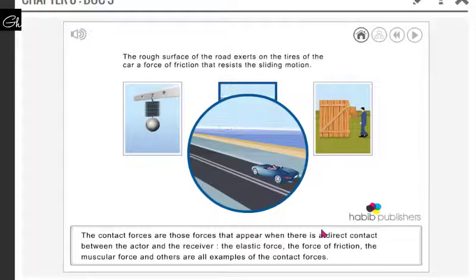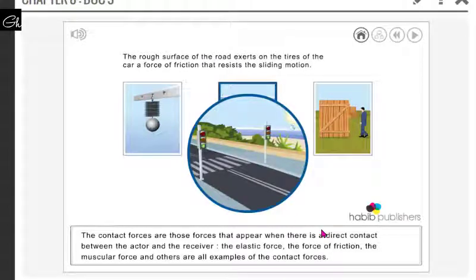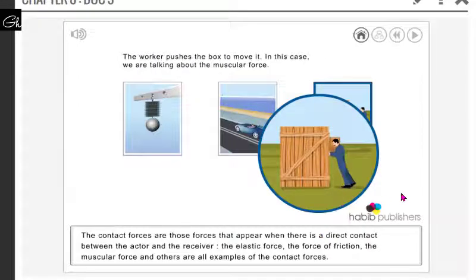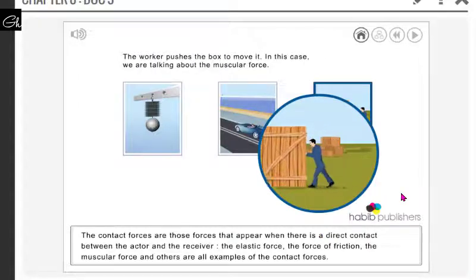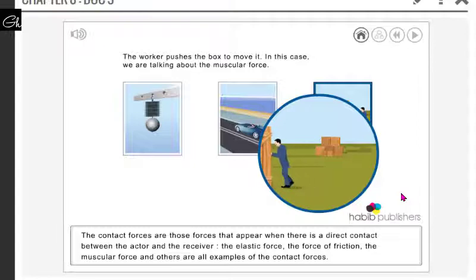The second force is the force of friction. Once we push on the brakes, this will create a friction force with the ground. This force is resistive. It's almost against the direction of motion. Some of the forces that we deal with in our daily life is the muscular force. And this force is characterized by its direction, magnitude, and line of action, similar to other forces.